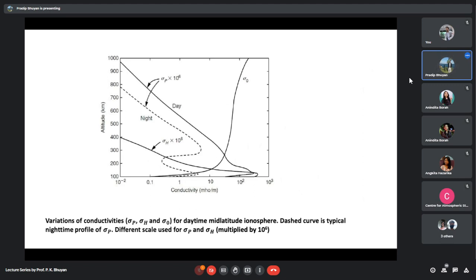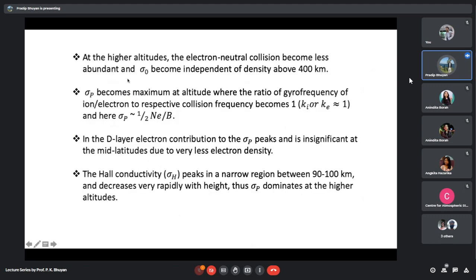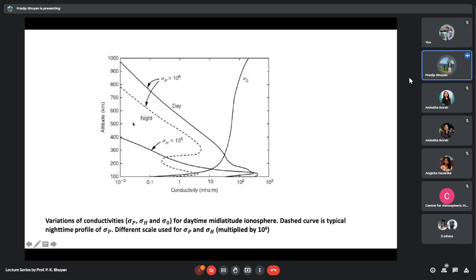Now, when you look at the Pedersen conductivity, you will see it is very, very strong, between 10 to the power 2 to 10 to the power 3 in the E region. In the E region, Pedersen conductivity is very, very large, okay? And then it will reduce slowly around 300 kilometer or so. It becomes less by 1 order of magnitude, and then by 500, 600 kilometer, it becomes much less, 0.1 or so.